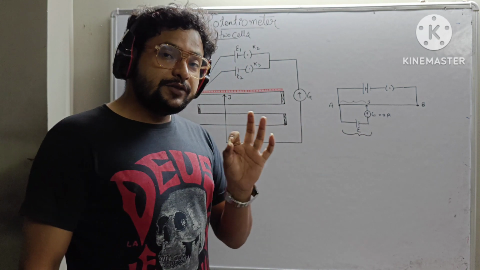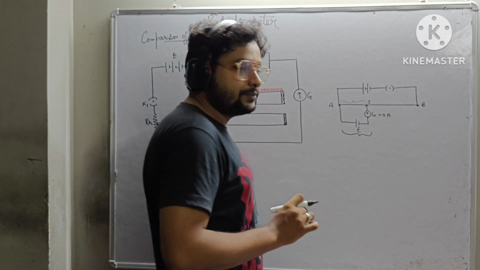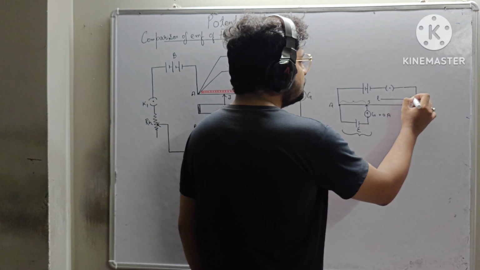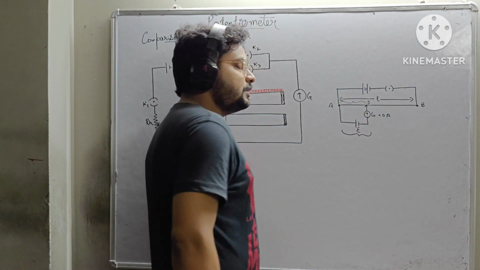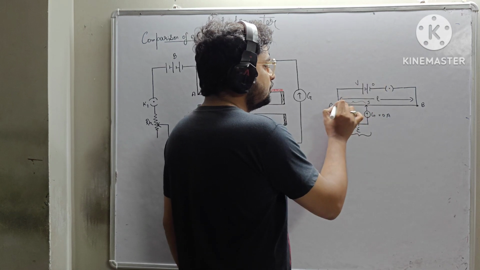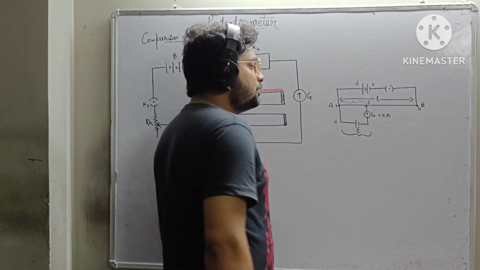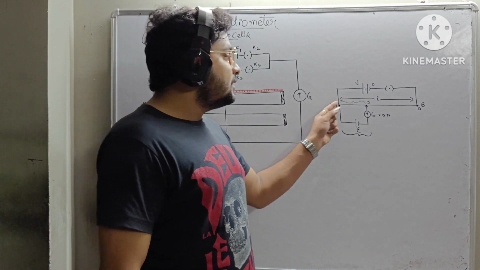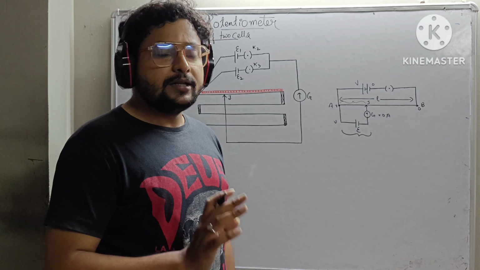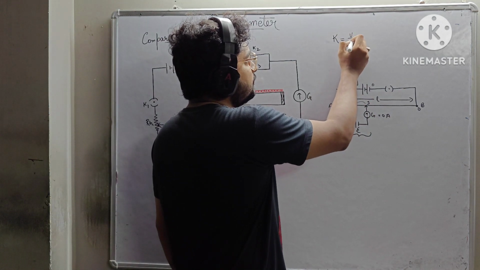Now, by the concept of potentiometer, we know the potential difference between A and J. Suppose the length of the potentiometer wire is L, and suppose this end is V volt and this end is 0 volt. So in length L the potential drops by V, so our potential gradient was V by L.